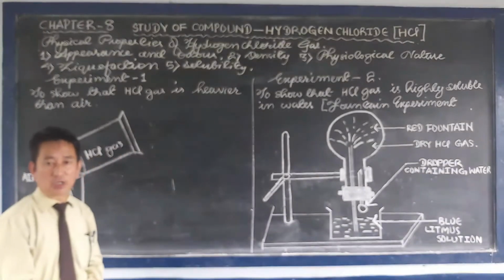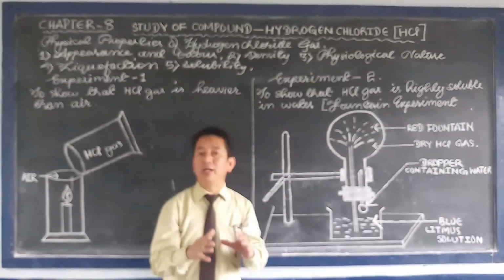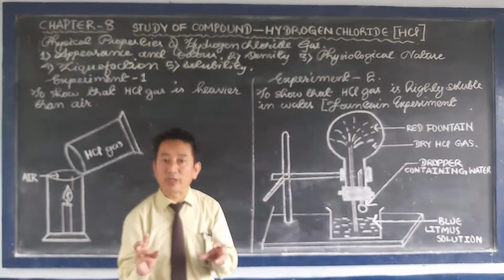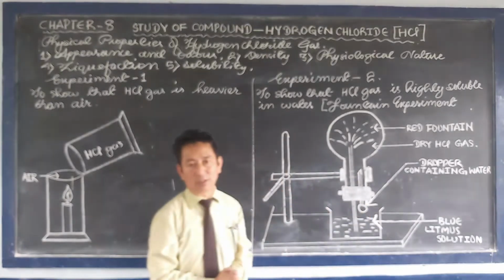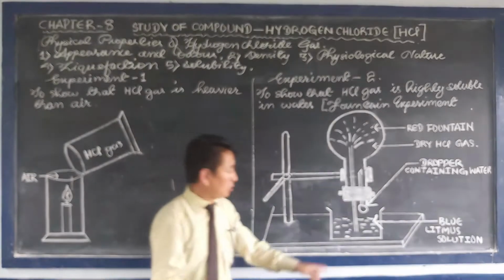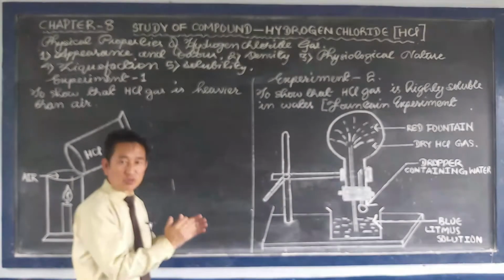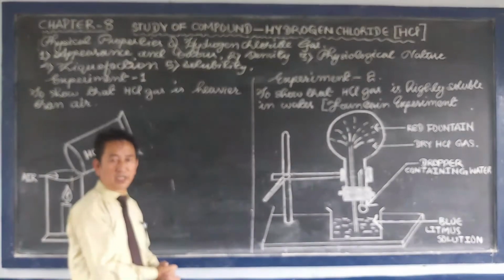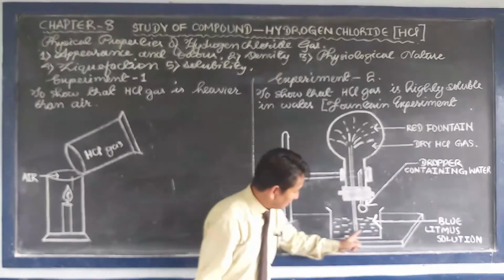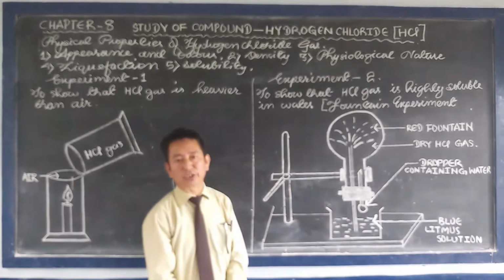Now first of all, the procedure here: a round bottom flask is filled with dry hydrogen chloride, and the mouth of this flask is fitted with a rubber cork having 2 holes. One hole is fitted with a jet tube. Another hole is fitted with a dropper containing water. Then you have to set up this apparatus as shown in the diagram, and the free end of this jet tube is completely dipped in a trough containing blue litmus solution.